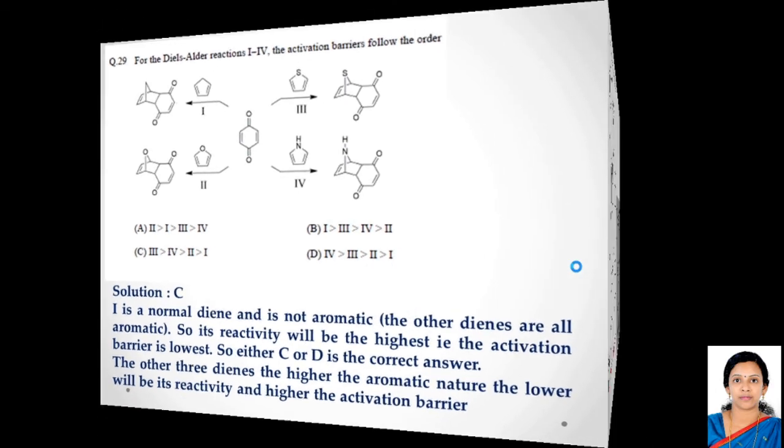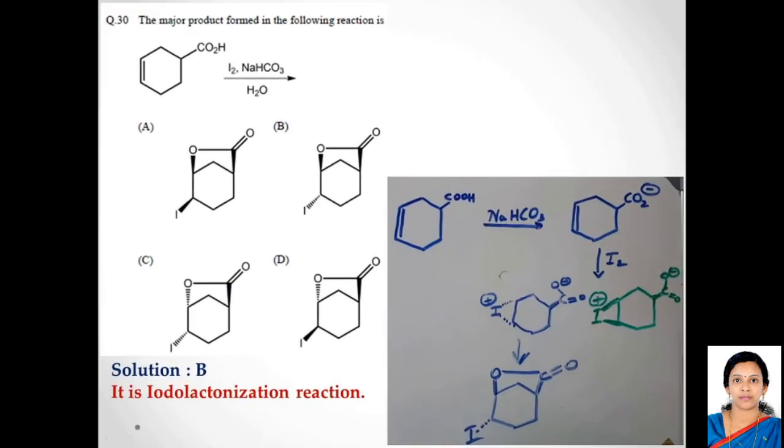Moving on to question number 30. The major product formed in the following reaction is. Now this is an iodolactonization reaction. So you see a 6-membered cyclic system with a carboxylic acid group here, and it is being reacted with iodine and a base, sodium bicarbonate. So this is an example of an iodolactonization reaction.